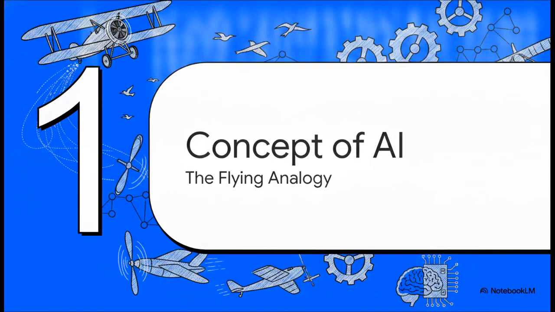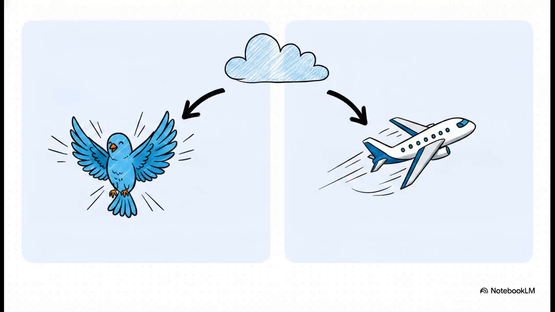All right, Section 1. The concept of AI, the evolutionary analogy. To really wrap our heads around what AI is, we have to look at this absolutely brilliant analogy from the source material about how we invented flying machines. It totally changes how you look at machine intelligence.